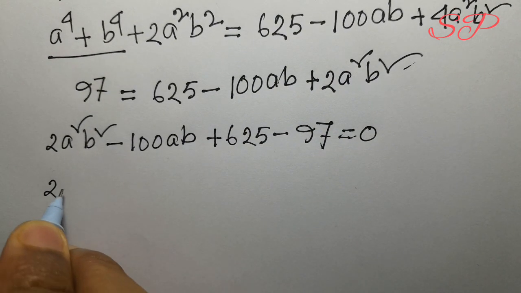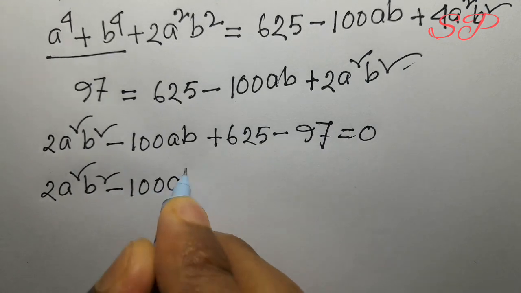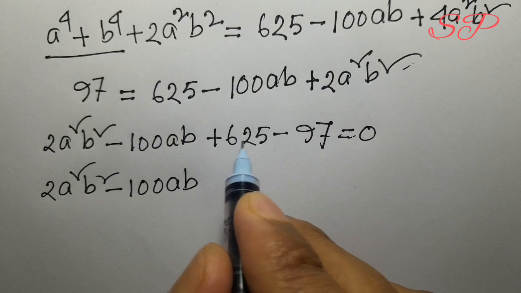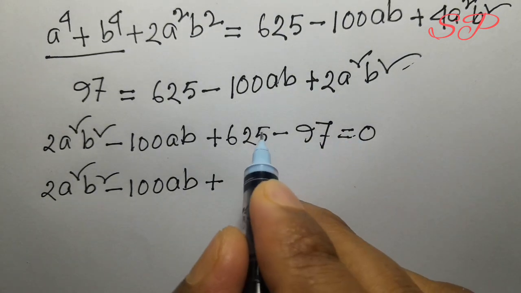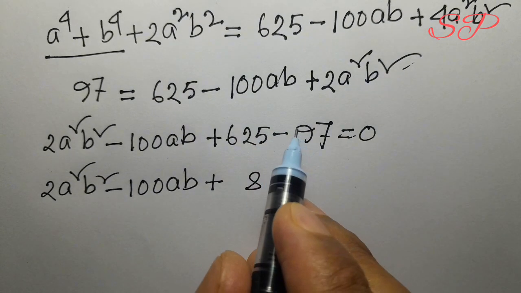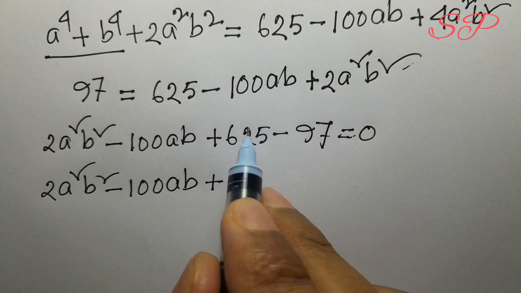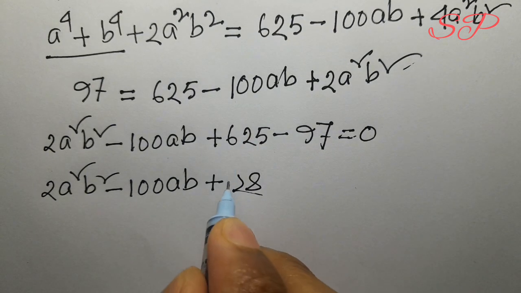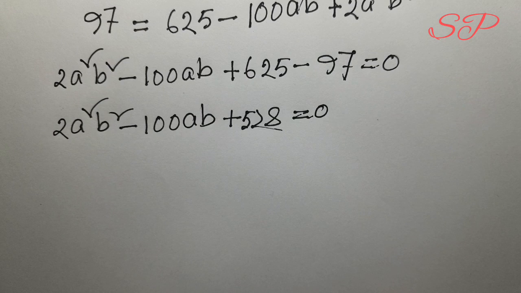Then we can write 2a square b square minus 100ab. Subtract 97 from 625: 15 minus 7 is equal to 8, and 1 and 9 and 1 is equal to 10, 12 minus 10 is equal to 2, and 6 minus 1 is equal to 5. Okay, is equal to 0.